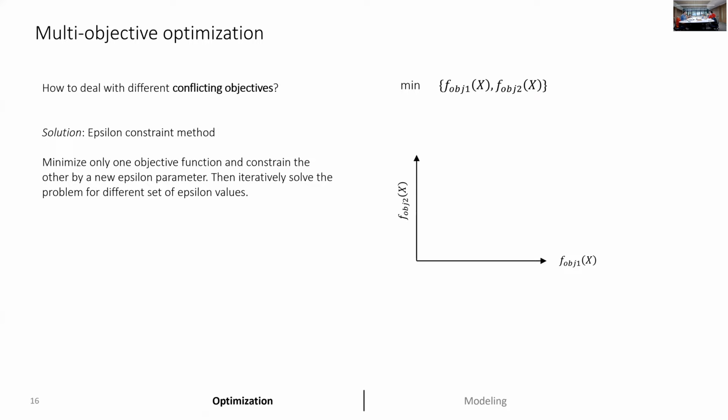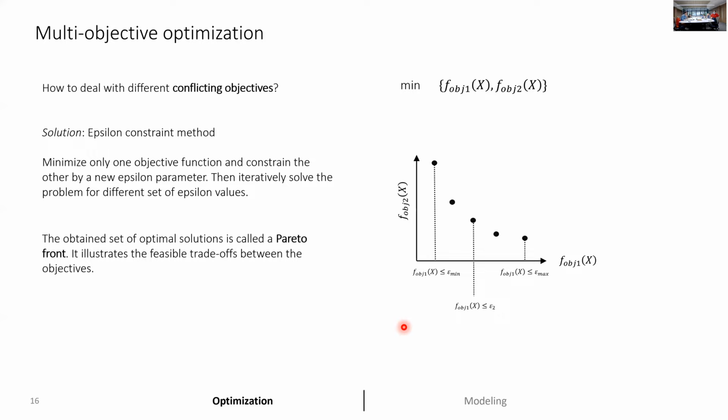And this minimizes only one objective function while constraining the other by a new epsilon parameter. So you iteratively fix this epsilon parameter, starting from a minimum value. And given those different sets, you obtain what we call a Pareto front, you've probably heard about this, which is the optimal solutions that illustrate the feasible trade-offs between those different objectives.